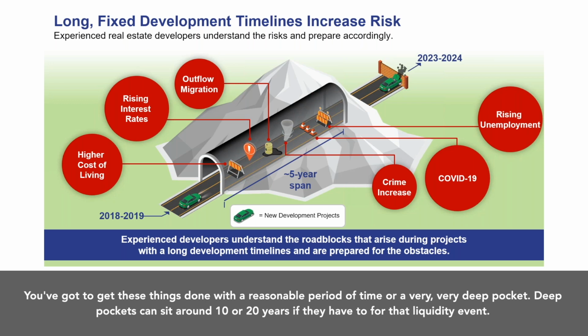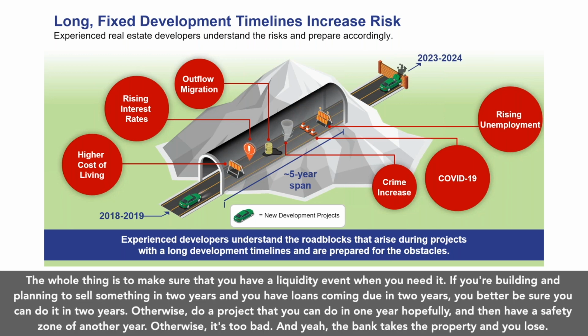Deep pockets can sit around 10 or 20 years if they have to for that liquidity event. The whole thing is to make sure that you have a liquidity event when you need it. If you're building and planning to sell something in 2 years and you have loans coming due in 2 years, you better be sure you can do it in 2 years. Otherwise, do a project that you can do in 1 year, hopefully, and then have a safety zone of another year. Otherwise, it's too bad. And yeah, the bank takes the property and you lose.